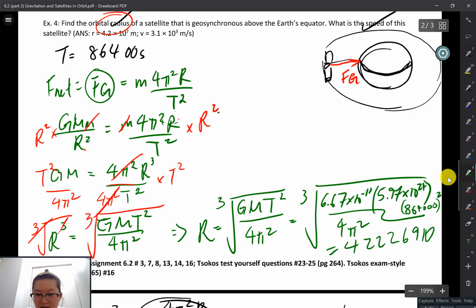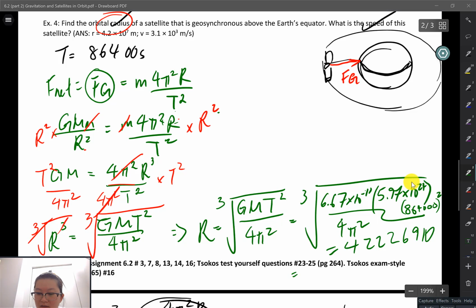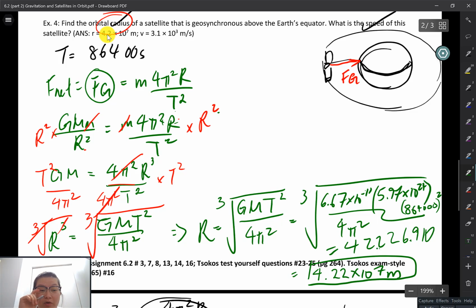4.22269110. Okay, and that's going to round up to how many sig figs? 24 hours. So that's probably going to be 3 sig figs. So 4.22 times 10 to the power of, let's see, that's about 7 meters. Okay, so now we have the orbital radius.